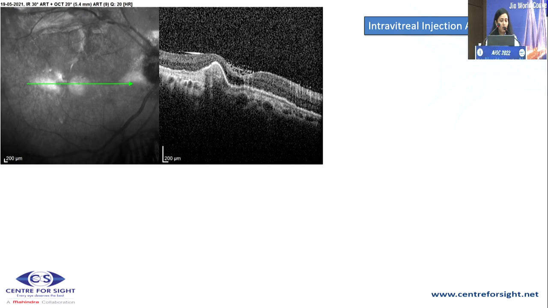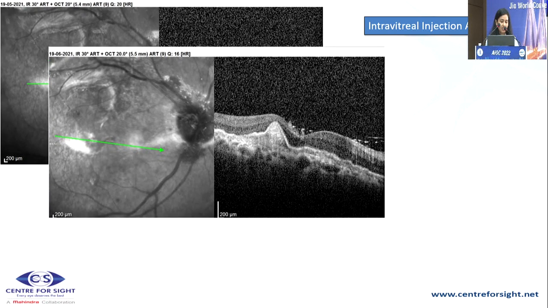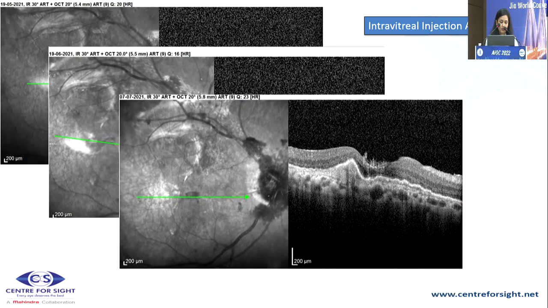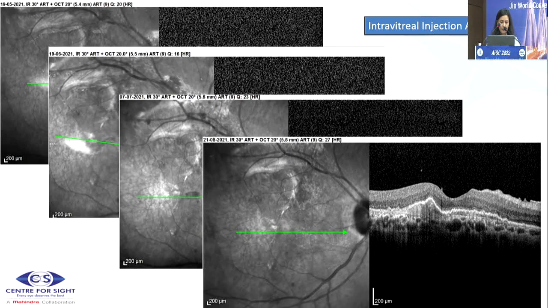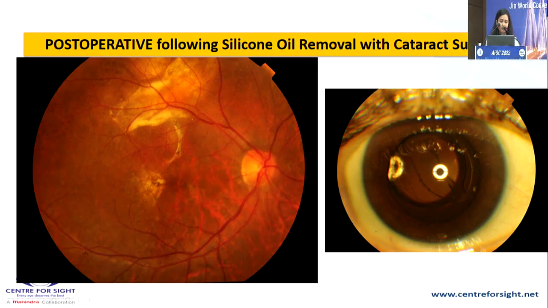So while the silicone oil was present in the eye, we continued to give the patient multiple injections of intravitreal aflibercept at 1 month intervals so as to facilitate drying up of the retina and ensure quiescence of the underlying disease process, as you can see here, and the retina is progressively drying up. This is the post-operative picture of the patient with a stable retina after silicone oil removal and cataract surgery combined.